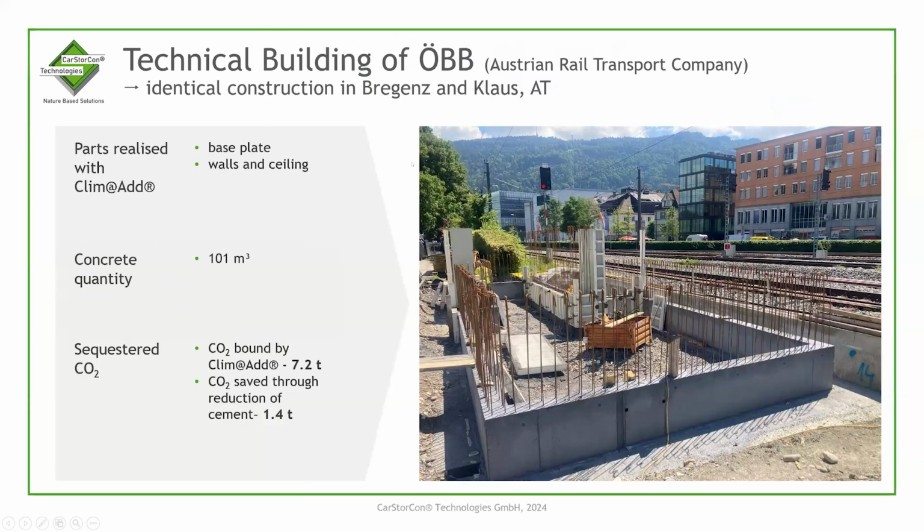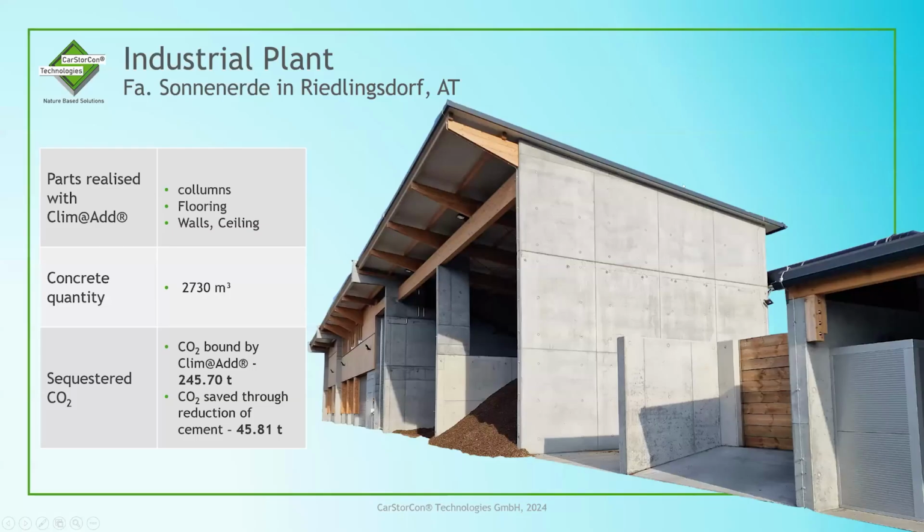Also, in Austria we made a technical building for the Austrian Rail Transport Company. It's the same realized parts, the base plates, walls, and ceilings, in an amount of 101 cubic meters. And our biggest project was the industrial plant in Riedlingsdorf in Austria. We realized a whole amount of 2,730 cubic meters and sequestered about 290 metric tons of CO2.